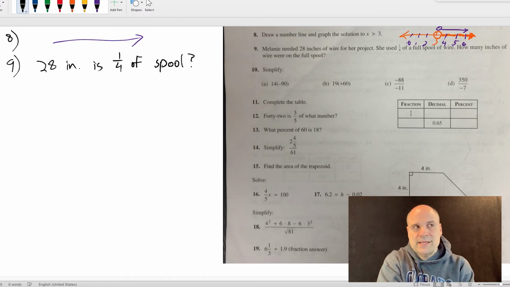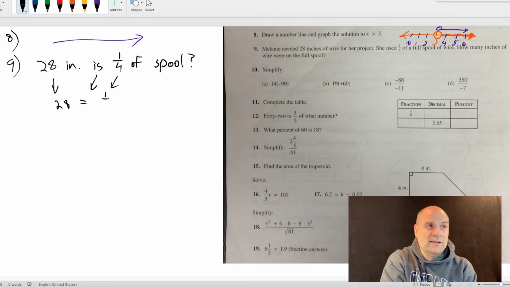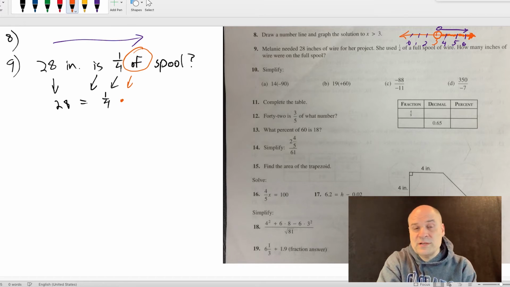Okay, well, how do you say 28? 28. How do you say is? Equals. How do you say 1/4? 1/4. How do you say of? Do you remember what of means? That's right, it means multiplication. And how do you say spool? Well, that's what you're looking for. So that is your variable. So I'm going to choose a variable. I'll say S. I use cursive S because that looks like a 5 and we don't like that.